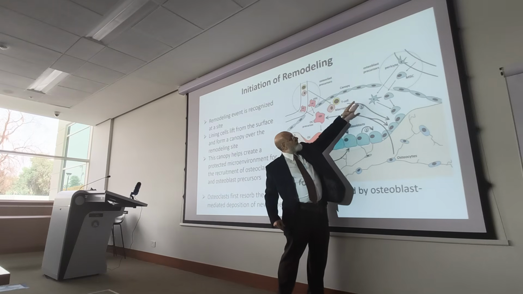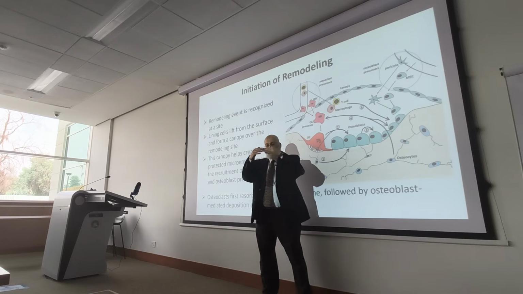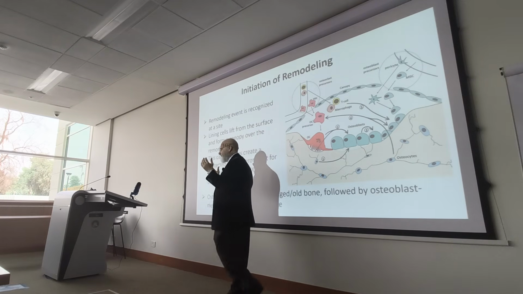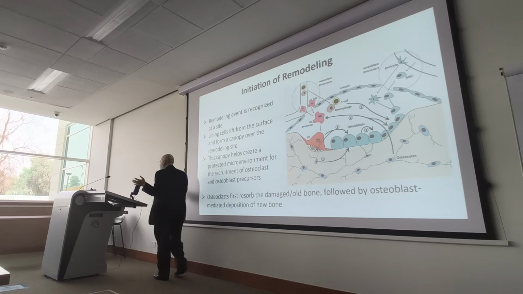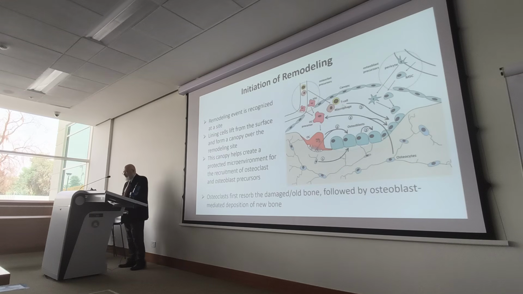But then those osteoblasts, the lining cells, will get elevated and they actually close the sealed area, or define an area. It's called the canopy. This will define the area where the remodeling process is going to happen, because other surfaces will be quiescent. Nothing's going to happen there. This one will be creating and protecting this environment for recruitment of osteoclasts, because osteoclasts will come first.